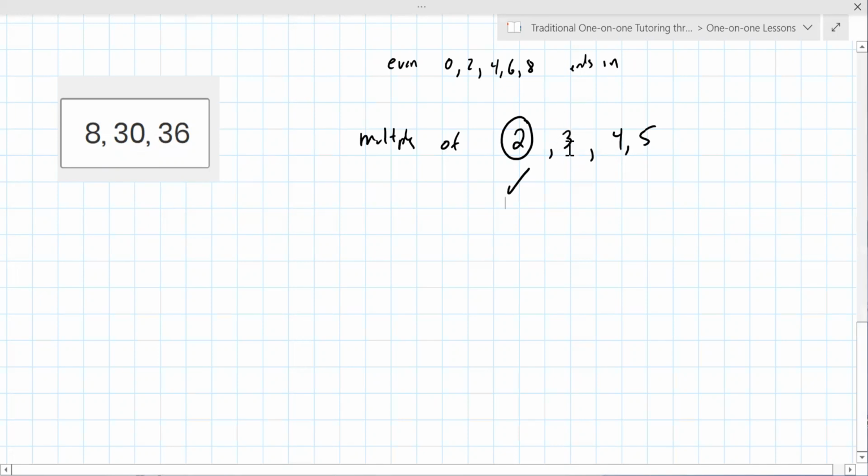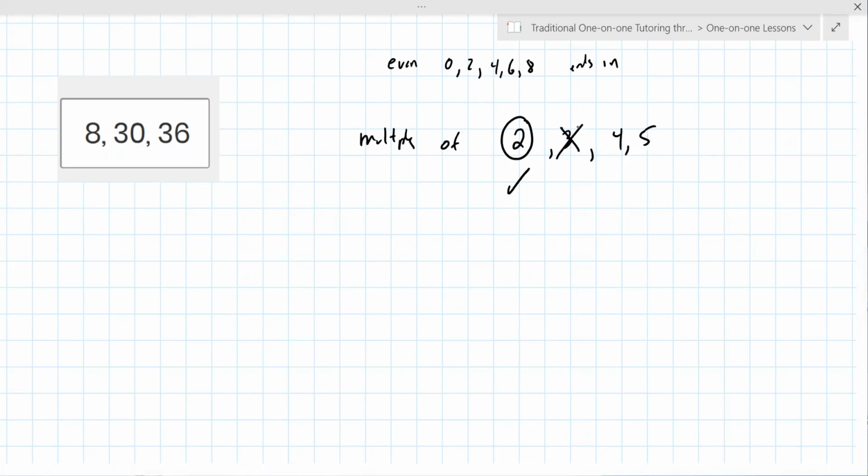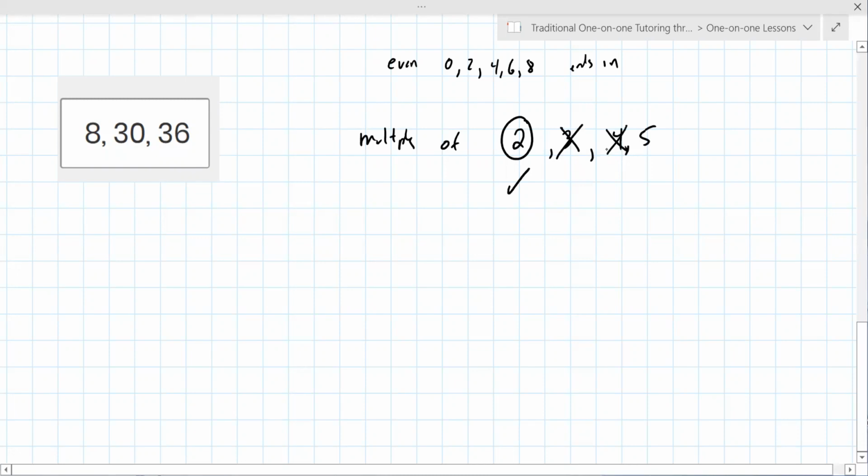Can you tell me which one is not a multiple of 3? The 8. Yes, so that one's out. The 4 is a little bit harder because they're all even. Which number in the group is not a multiple of 4? 30. 30, yeah. And which number is not a multiple of 5 in the group? 8 and 36. Yes, that's very good. So this is only a multiple of 2.